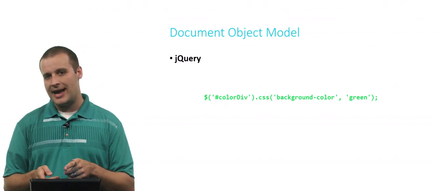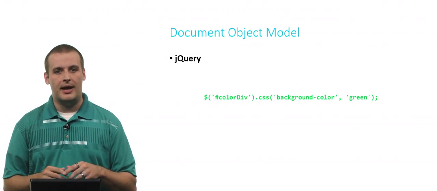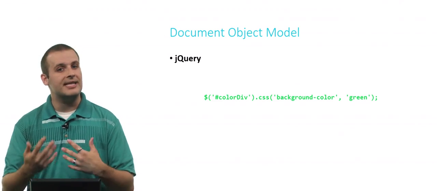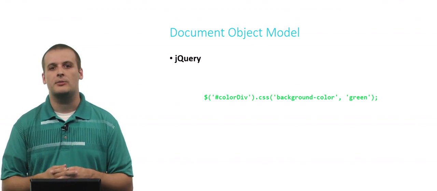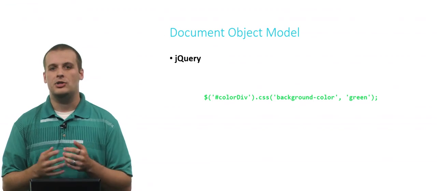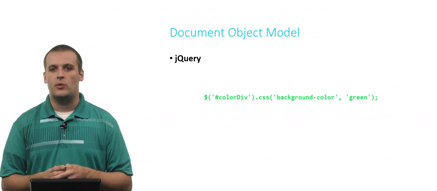What I want to do now is go back into the IDE and show you a couple of examples of how we can actually manipulate the document object using JavaScript and jQuery to change the color of a section of a web page.